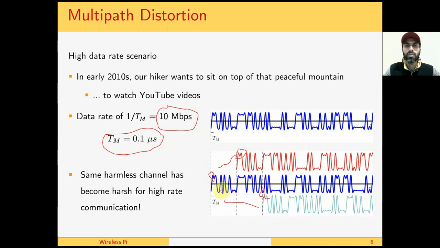We say that the amount of inter-symbol interference has significantly increased and the same channel has become harsh for high rate communications. This inter-symbol interference poses a significant challenge to the implementation of wireless communication systems at high rates.